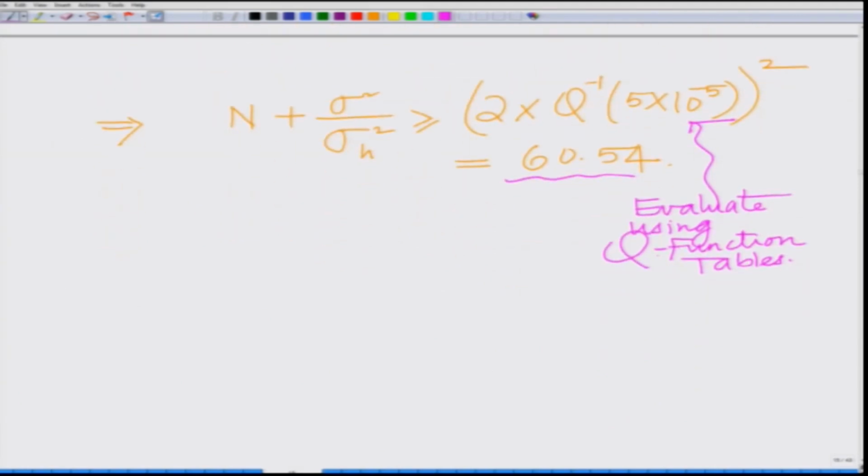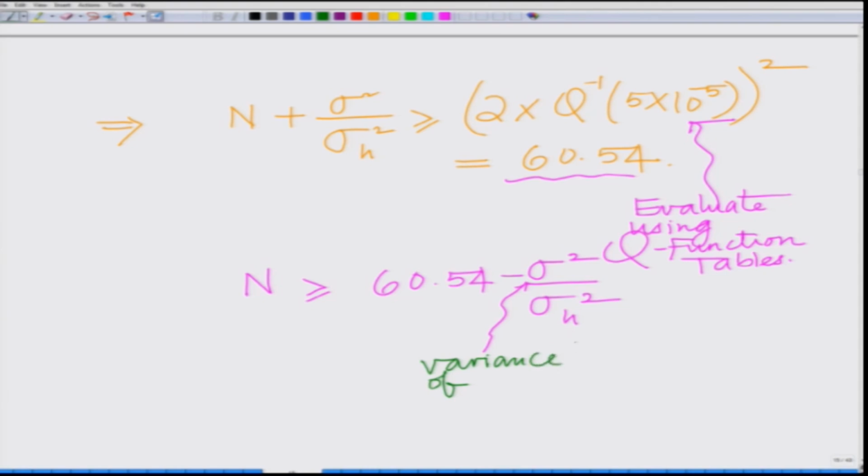And therefore, what you have is n must be greater than or equal to 60.54 minus sigma square divided by sigma h square. And what is sigma square? Let us remind you once again, sigma square equals the variance of noise, and sigma h square is the prior variance of the parameter.